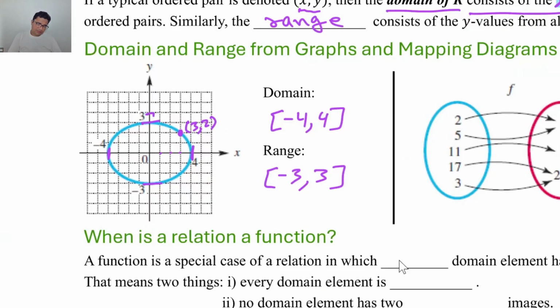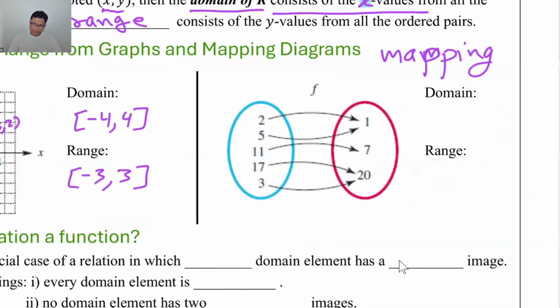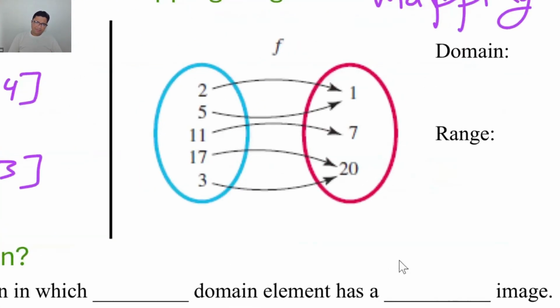So for the relation on the left, the graph is the best way to represent it. For the relation on the right, you can still represent it with a graph, but it will only be a few points on the graph. A mapping diagram is more visually intuitive and clearer here.